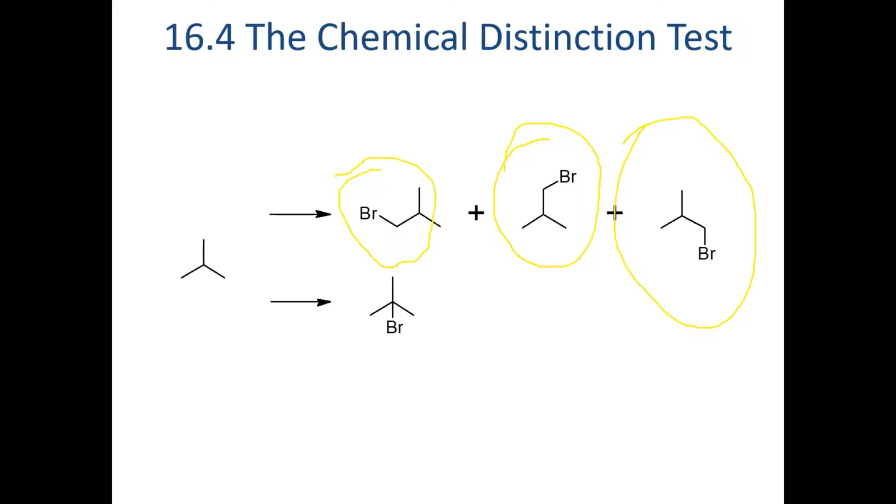Now we could also replace the hydrogen that's on the center atom. If we replace the hydrogen on the center atom, we end up with this molecule, which is a 2-bromo-2-methylpropane. Because we end up with a different name, a different structure, a different molecule when we replace that hydrogen with a halogen, we know that hydrogen is different from all the others. So we'd end up with 2 signals from this.